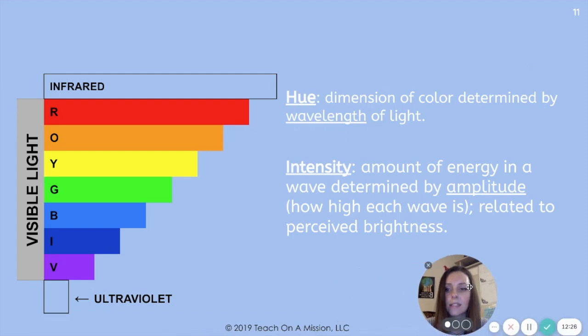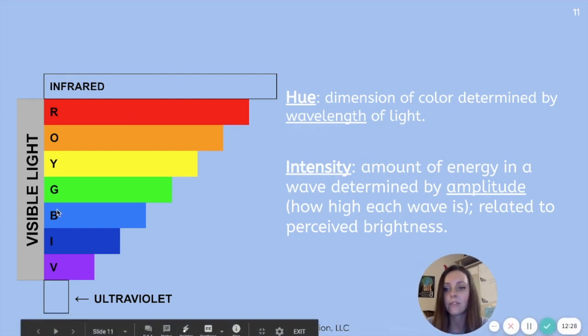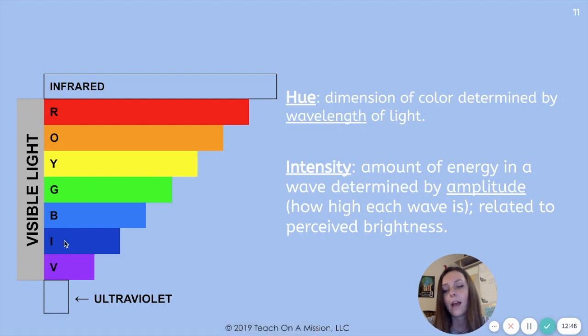Okay, let's look at the different areas of visible light here. So we've got our infrared that we're not able to see, or our ultraviolet rays that we're not able to see, but we're able to see all of these colored light waves here in the middle. So red, orange, yellow, green, blue, indigo, and violet.